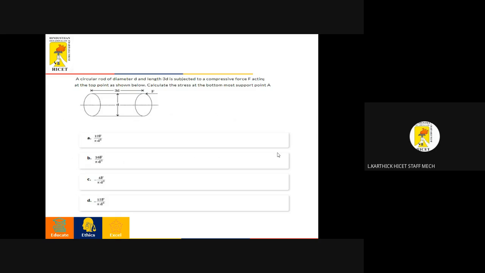Okay. So this is the explanation now how we can get the answer. So the answer will be D minus 12F pi d square. So look at the problem. We all know about the formula for M equal to Fd by 2.